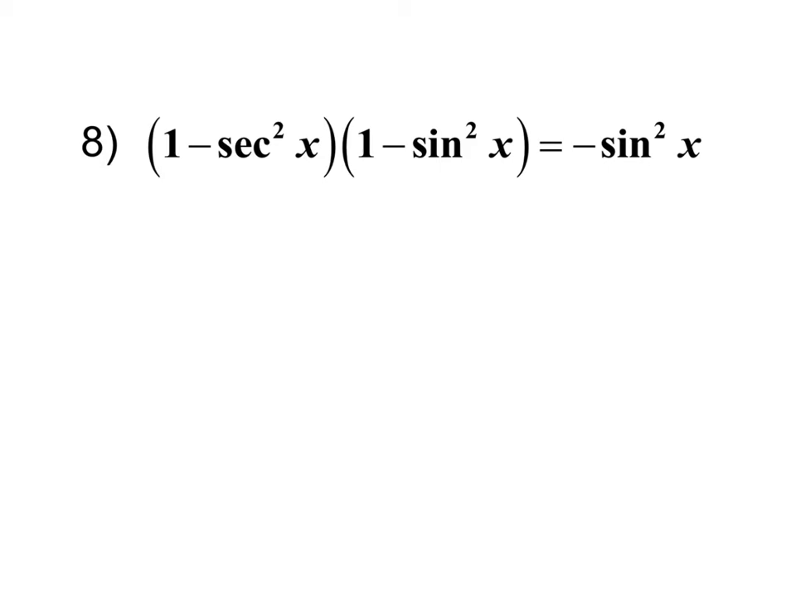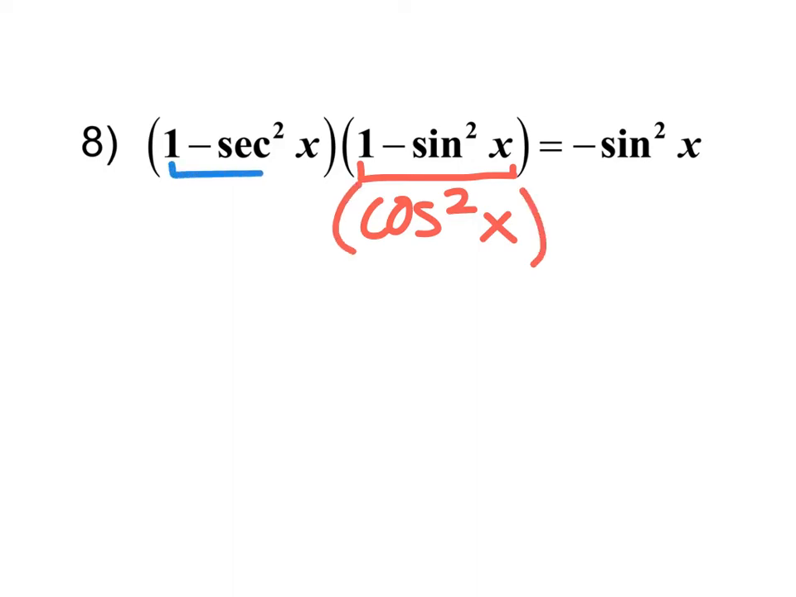So after I had FOILed this out, I was staring, being like, crap, this is a lot of work. And then I realized, wait a second, I recognize this. 1 minus sine squared x is an identity. That is equal to cosine squared x because of the Pythagorean identity. And I thought, okay, well, now if that's an identity, I wonder if this one is. And in fact, it is.